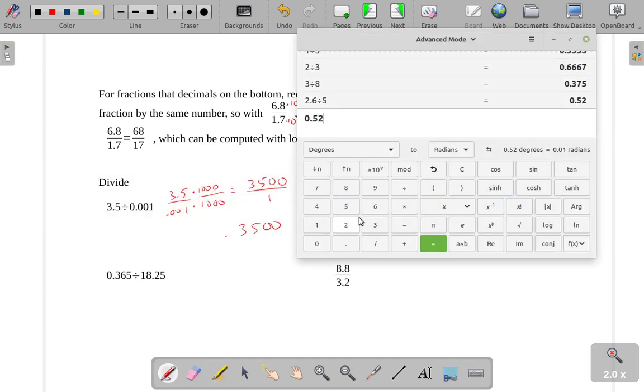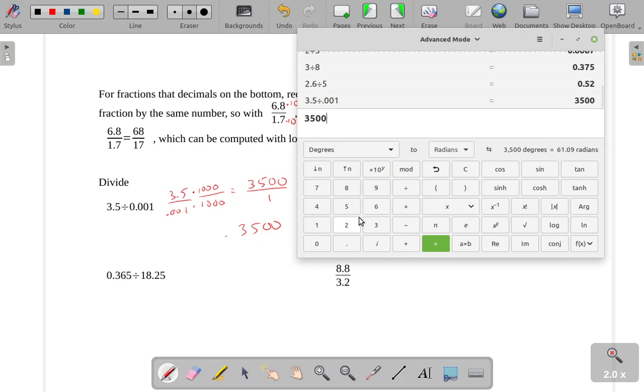So let me just verify these really quickly on the calculator. 0.001. You can see we get 3,500 on that one. And on this next one, 0.009 divided by 0.02, we get 0.45, exactly what we got by hand.